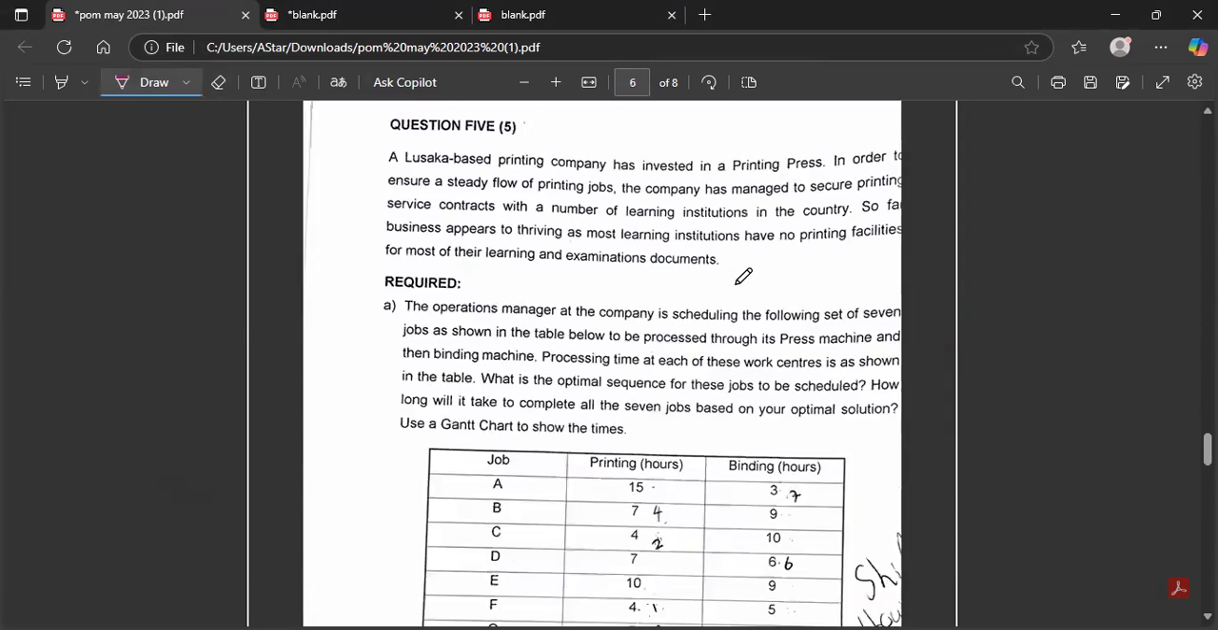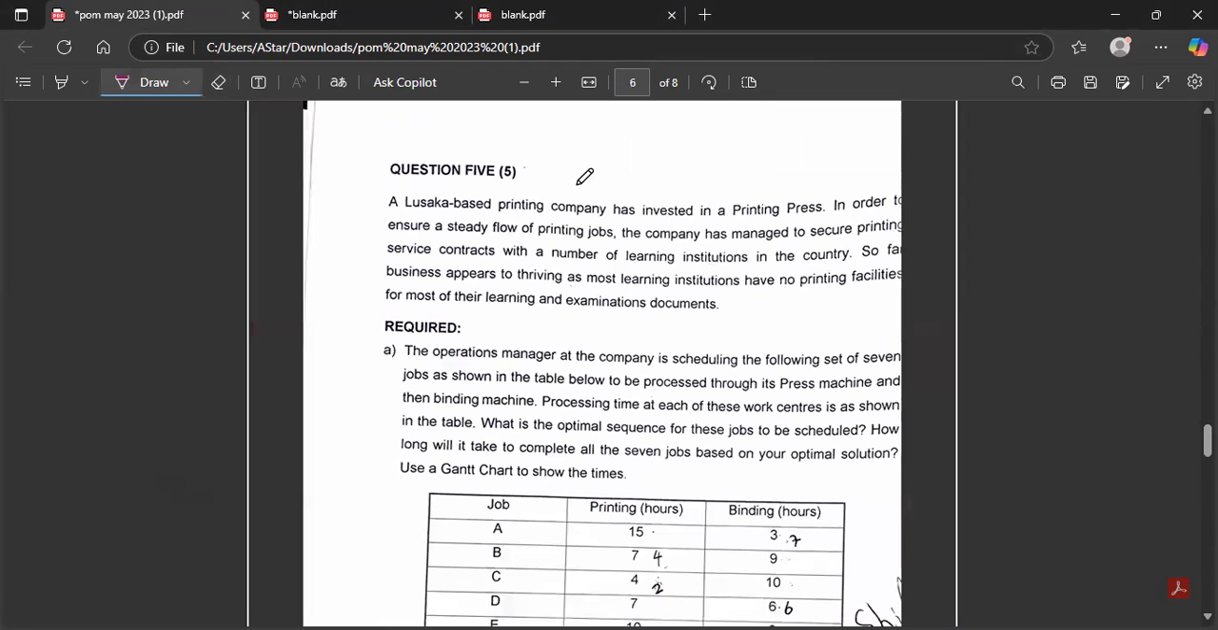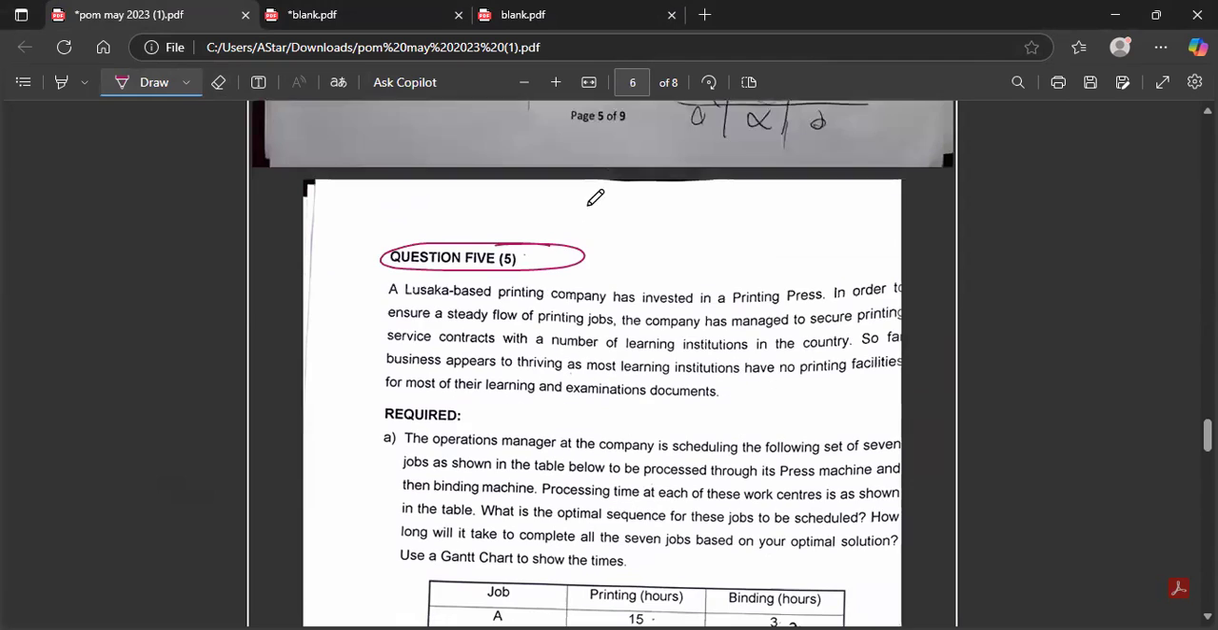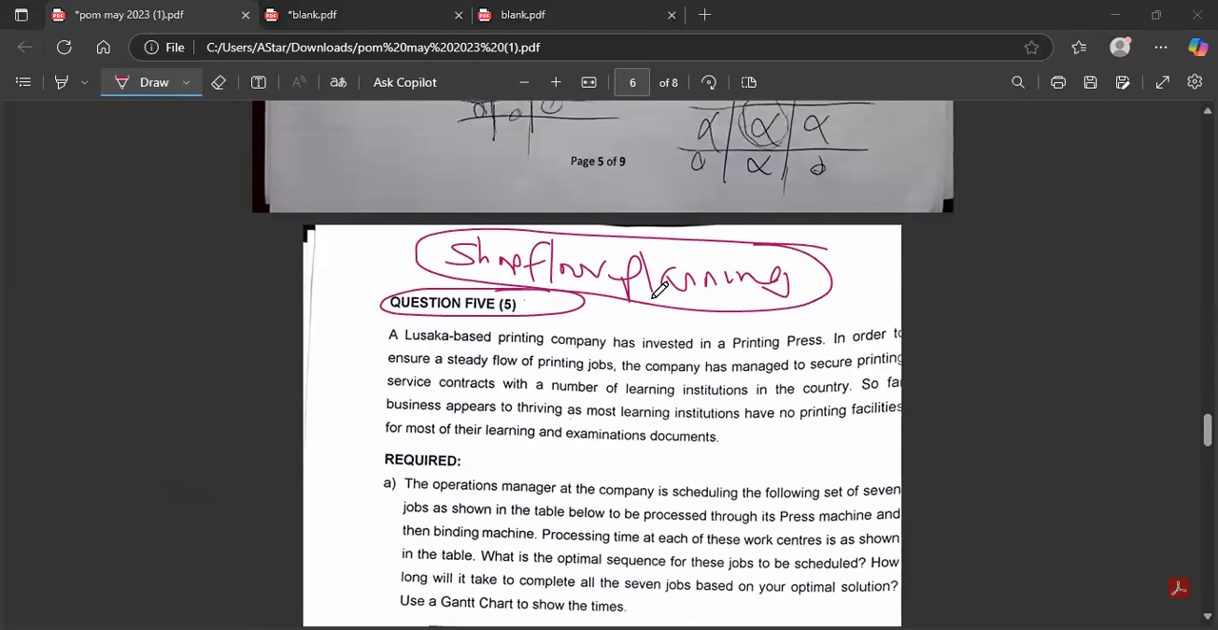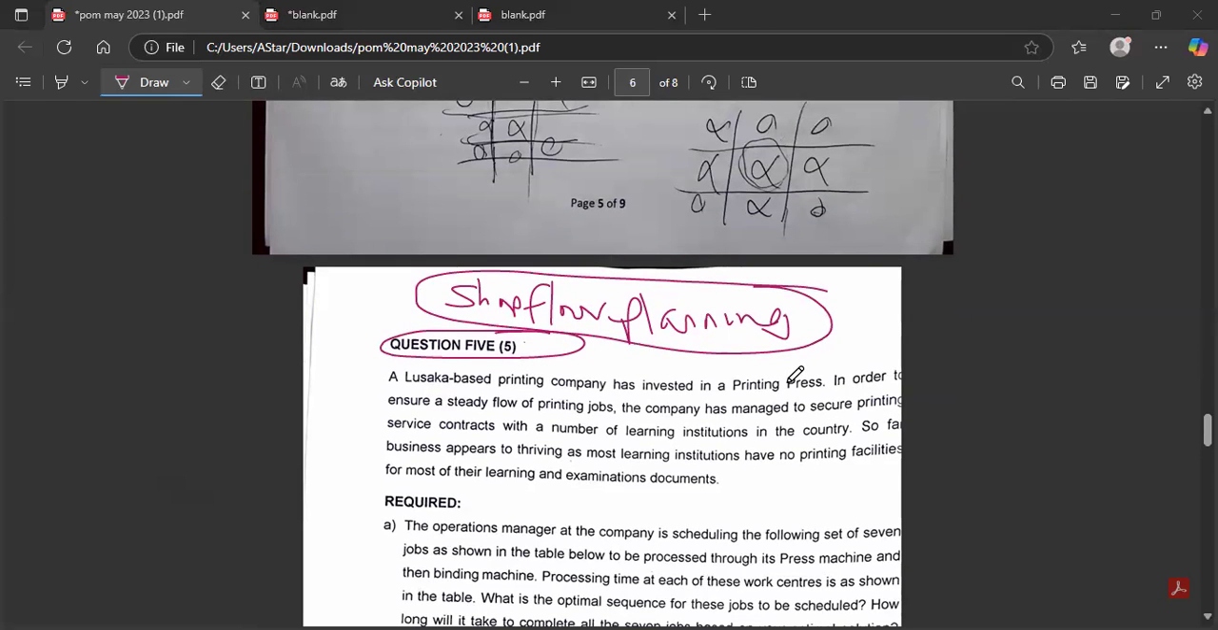Let me repeat, we're looking at question number 5. I know somebody joined question 5. Was there one person or were there 2 people who joined question 5? This one is on shop floor planning. Madam Monroe, did you join this question? You are not there, not so? No, I wasn't.